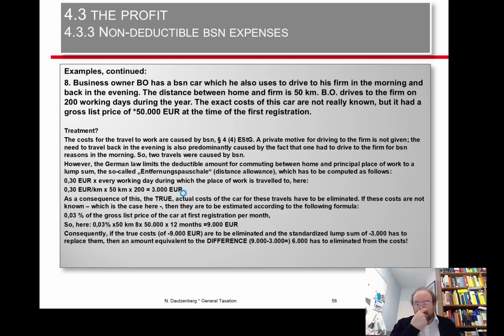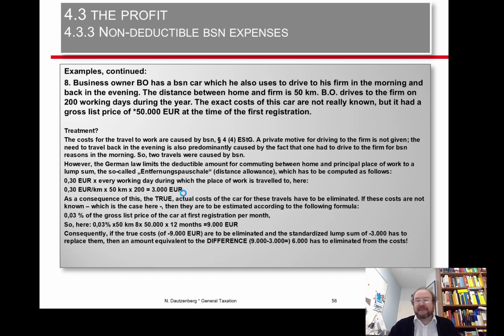What happens here? Now, the cost for the travel to work are cost by business. Clearly business expenses. You don't travel to work because you like your workplace so much. And when you travel back in the evening, one might argue, well, you just travel home for private reasons. You want to sleep at home, but the main cause why you have to travel home is that you had to go to business in the morning. So that's the only convincing view of the matter. And nobody would allow you to stay in the firm and sleep there till the next morning. So if you don't want to lose your job, you have to travel home. So private motives are ruled out for that.